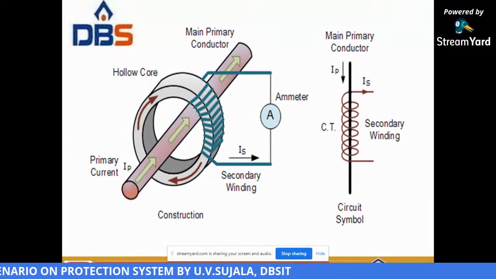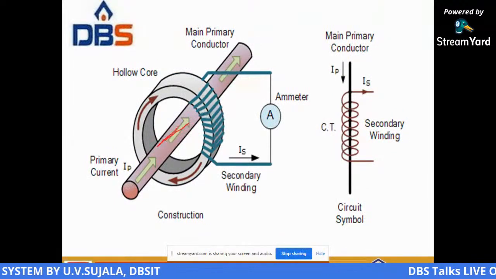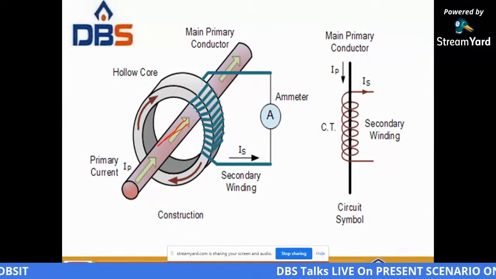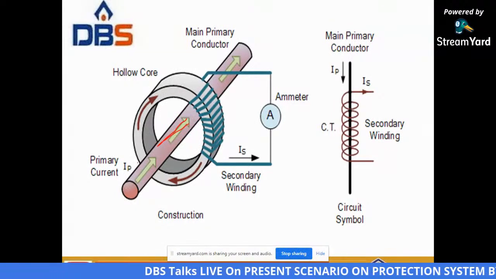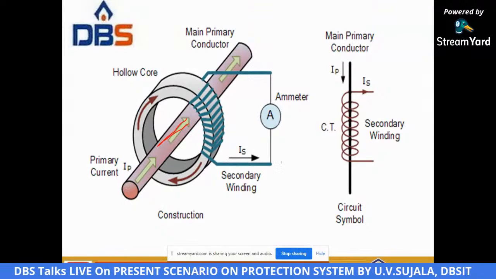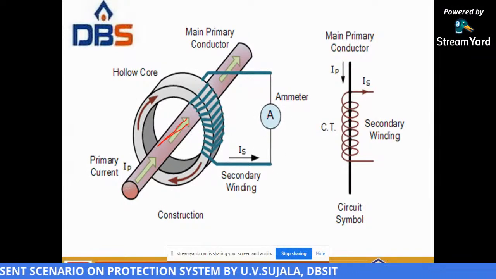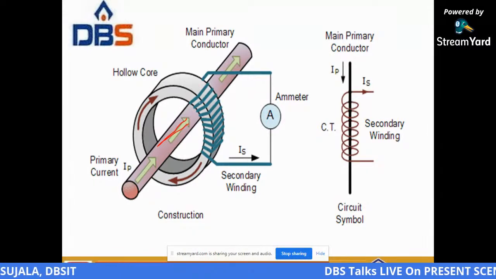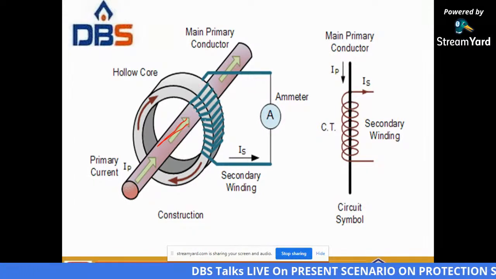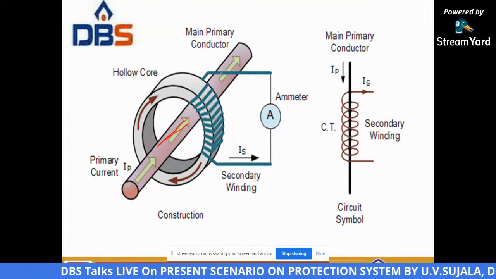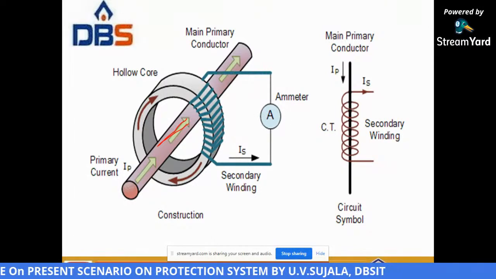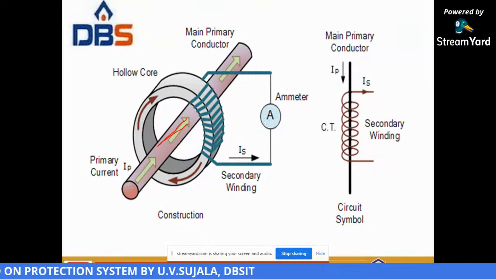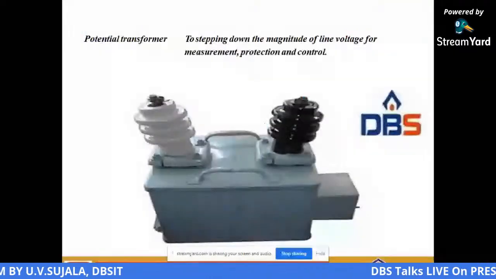You have to take this high tension line, and from that there will be one coil and a core. This high tension line will be the primary, and the ammeter is taken on the secondary. Whatever current comes here will be magnetized and converted into a low value, and it will be sent to the secondary circuit. So this is the potential transformer.